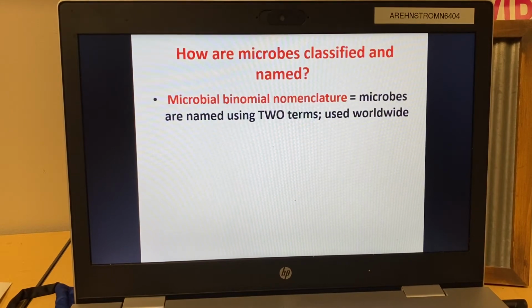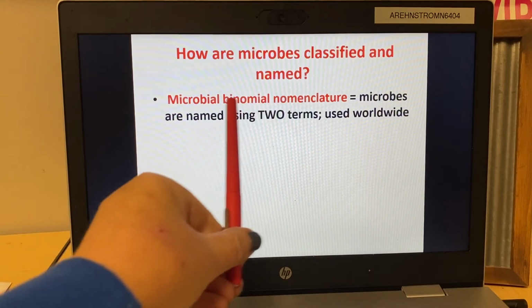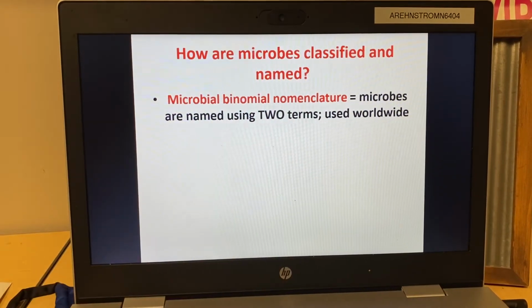So the fancy term for this is microbial binomial nomenclature, which I know is a mouthful, but if we break it down, it just means that we are going to describe microbe species using 2 names. That's what binomial nomenclature means. And this is used worldwide. So it doesn't matter if you get a bacterial infection visiting Iceland or going to South America or in Iowa. All medically trained professionals are going to use this exact same scheme, and so they will call all organisms by the same names.